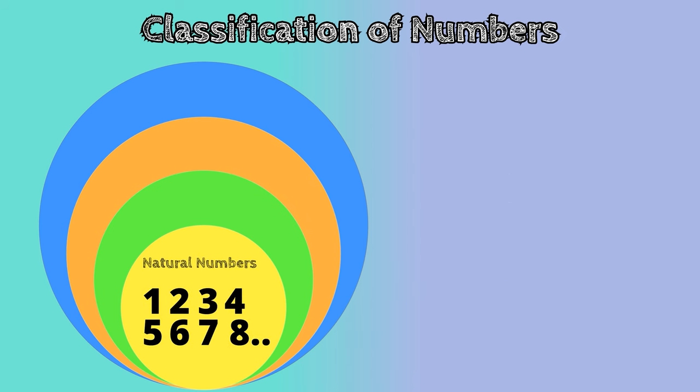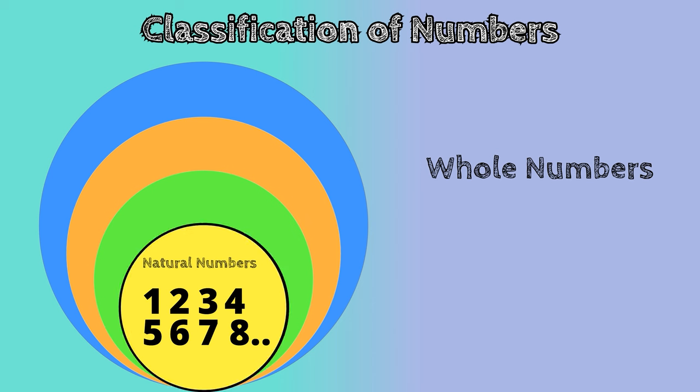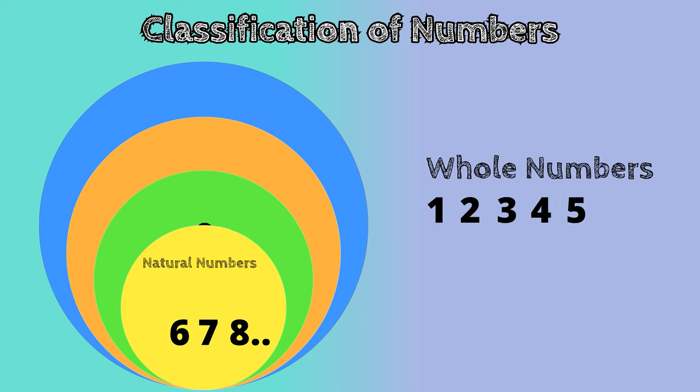The next set of numbers we have are whole numbers. Whole numbers include all natural numbers, such as 1, 2, 3, 4, 5, and so on, but they also include the digit 0. Think of whole numbers being different from natural numbers, since they include the number 0, where natural numbers do not. And how different life would be without the number 0?